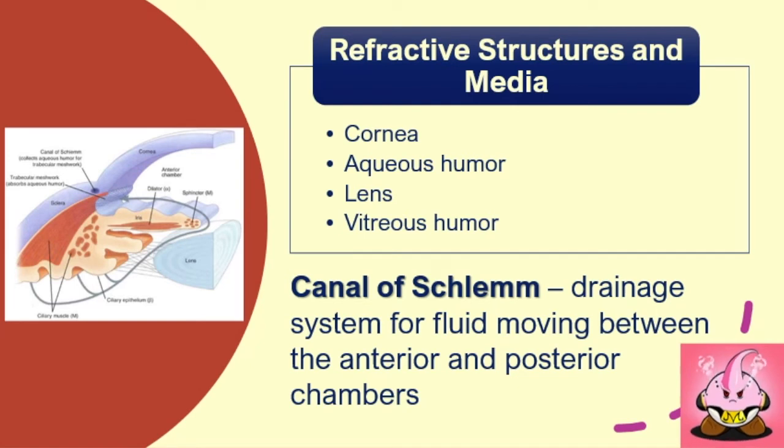Next, we have your canal of Schlemm. Your canal of Schlemm will be the drainage system for the fluid moving between the anterior and the posterior chambers. Yes, our eye is composed of two chambers. You have your anterior and posterior chambers. And these chambers are filled with fluid. So the fluid is going in and out, or perhaps going out of the eyes through what you refer to as your canal of Schlemm.